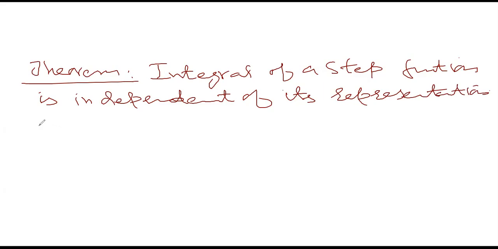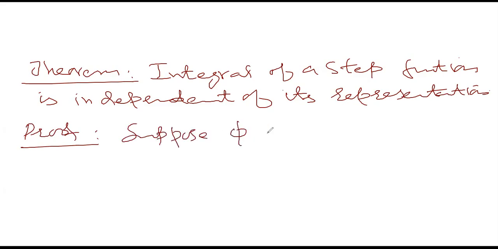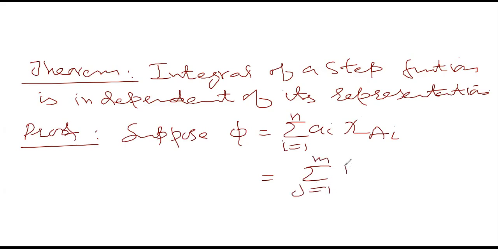Proof. Suppose phi has two representations. Suppose this is the standard representation, phi is equal to summation i runs from 1 to n, a_i, characteristic function of A_i, and suppose this is another representation, say summation j runs from 1 to m, b_j, characteristic function of B_j.